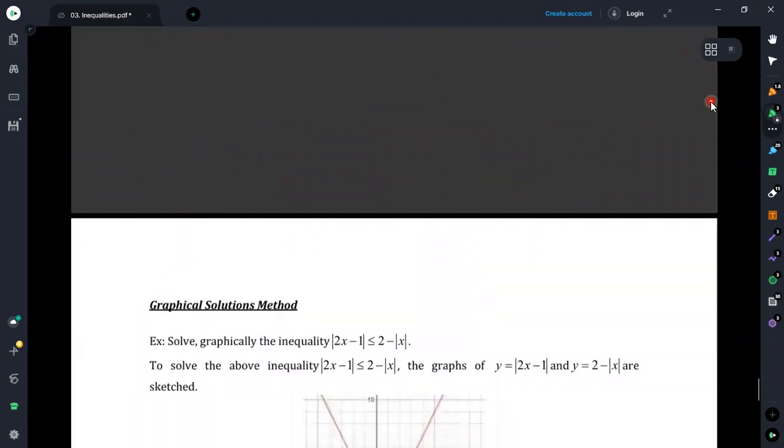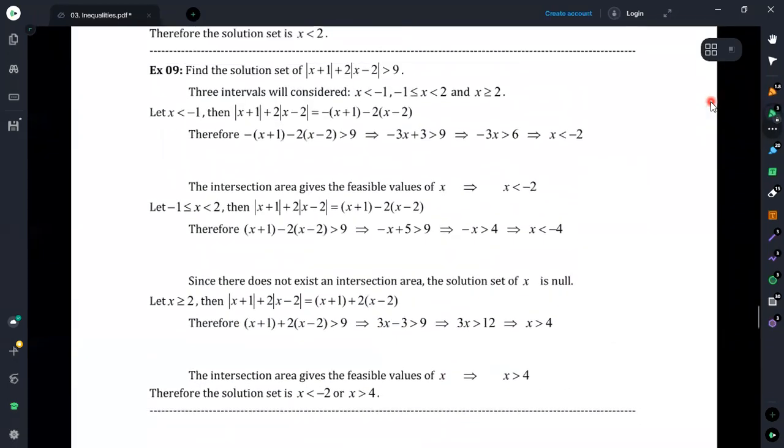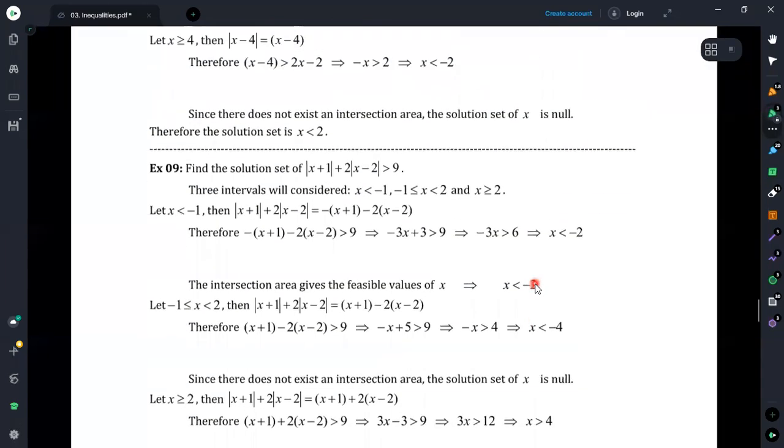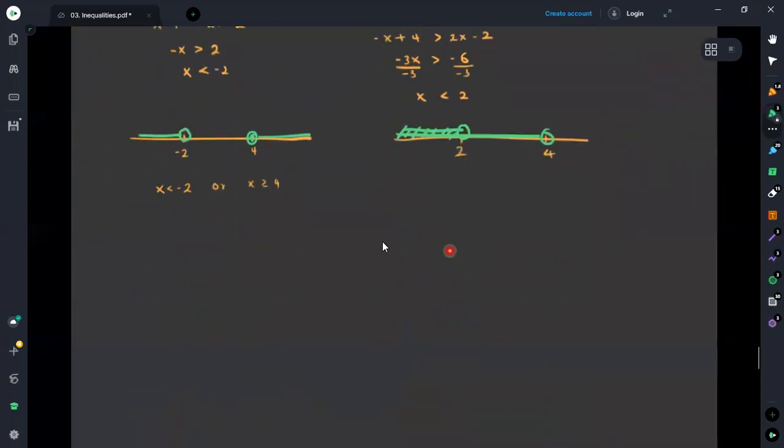Therefore, simply we can obtain the answer. Here the region is x less than 2, and if you look at the first region, here we have to take the intersection. Therefore, we can see there is no intersection. But in the second part, we can see the intersection area is x less than 2. Therefore, the area which satisfies this inequality is x less than 2. This would be the only region that this inequality satisfies.